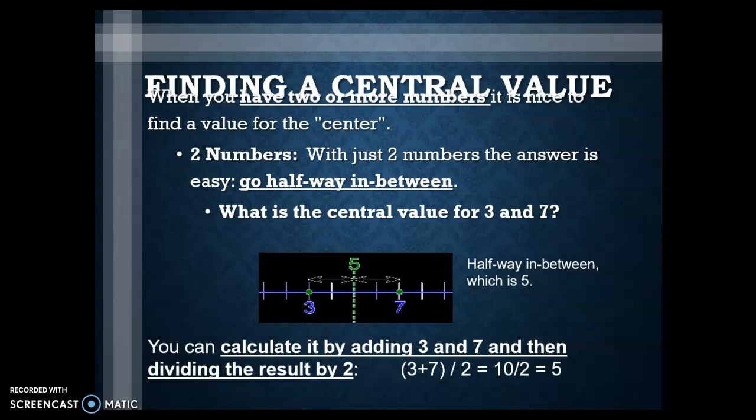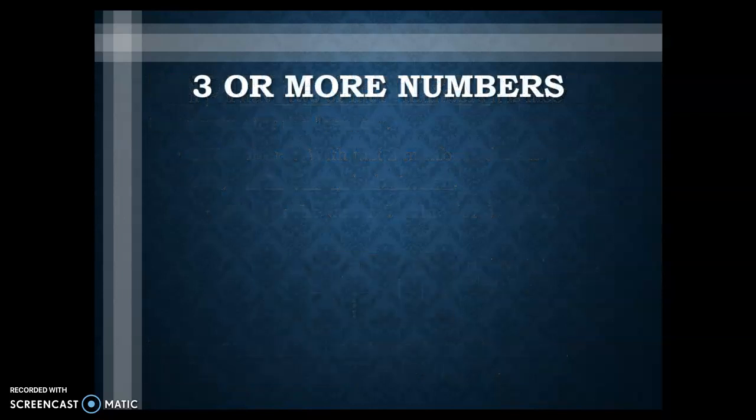Now you could probably do that without any calculations because you're familiar with the numbers 3 and 7 and you've got that number line in your head. So you can very quickly tell that halfway between 3 and 7 is 5. But for larger numbers or numbers that you're not as familiar with, or maybe numbers that are farther apart on the number line, you may need to use the calculation of adding and then dividing by 2.